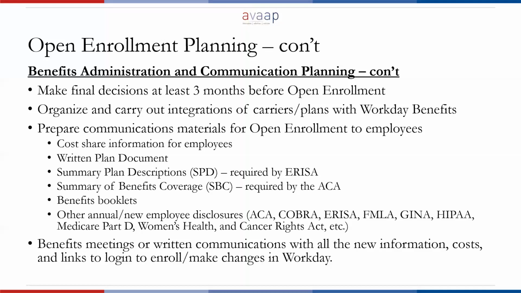And then usually in the back of your benefits booklet or wherever you're keeping material for employees, there's other annual or new employee disclosures that are required around the Affordable Care Act, COBRA, ERISA, FMLA, GINA, HIPAA, Medicare Part D, and the Women's Health and Cancer Rights Act. There's probably a couple more. Those are the main ones. We just wanted to remind people that list has to go out.